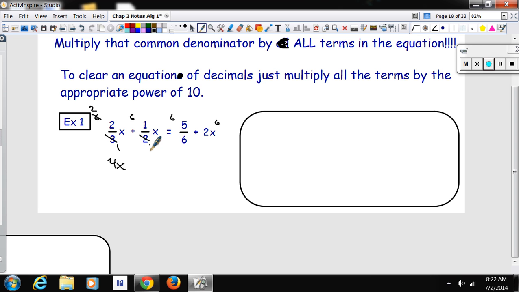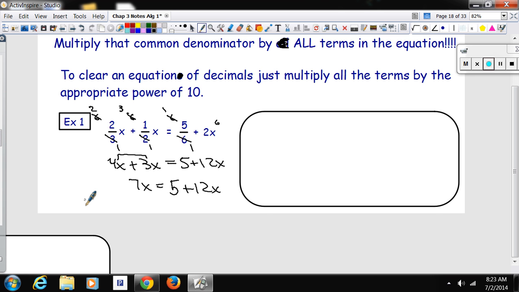2 goes into 6 3 times. So that cancels out to a 1, that cancels to a 3. You get 3 times 1 times x, and you get 3x. No more fractions. Those two you could actually combine for 7x. 6 goes into 6 one time. 1 times 5 is going to give me a 5. And 6 times 2x is going to be 12x. So 5 plus 12x is going to come down.